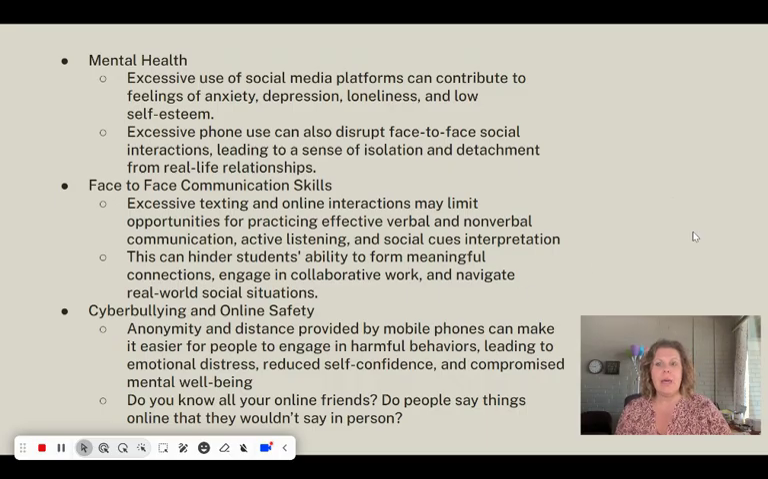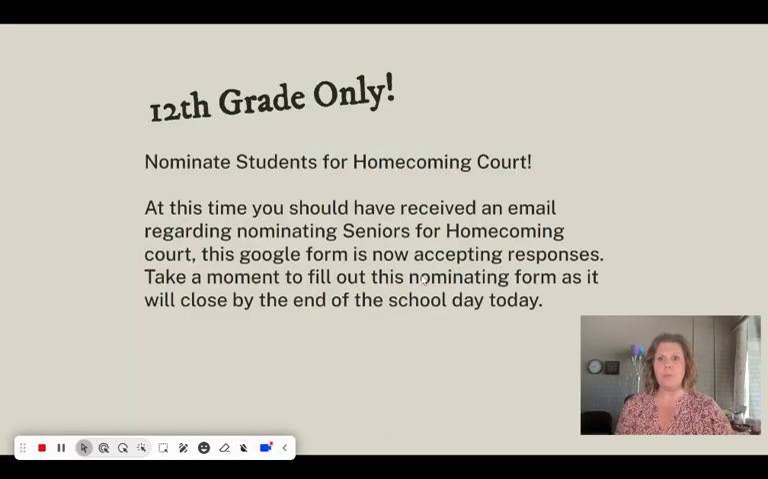And kind of going back to what I mentioned before about cyberbullying or people talking about each other, cyberbullying and online safety is a huge, huge issue when it comes to phones. You have the anonymity, meaning you can be whoever you want to be behind a screen and you're not always yourselves. And that distance makes it so much easier for people to engage in negative behavior. Okay, so those are some of the reasons why we want to try to get away from having phones during instructional time. We really need to work on that this year.